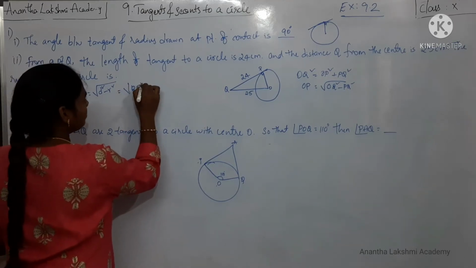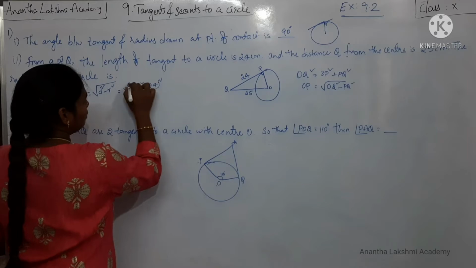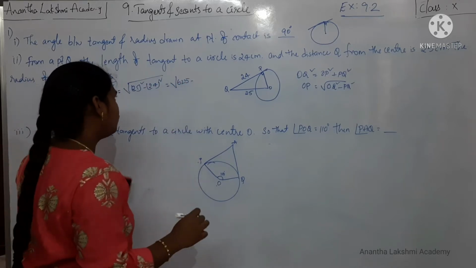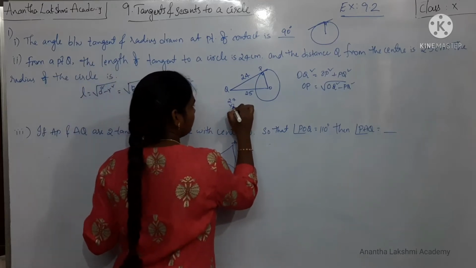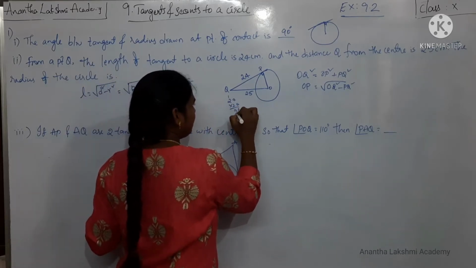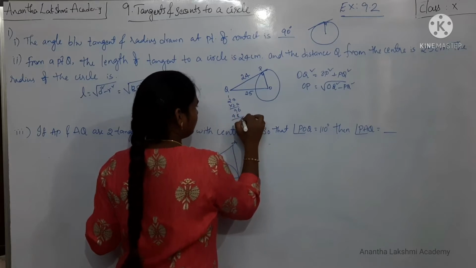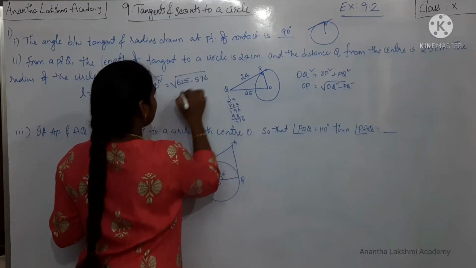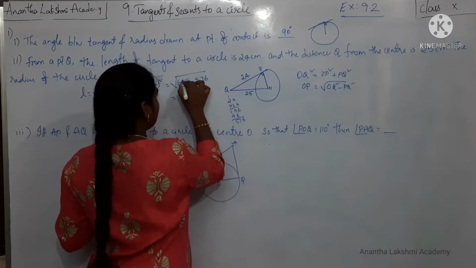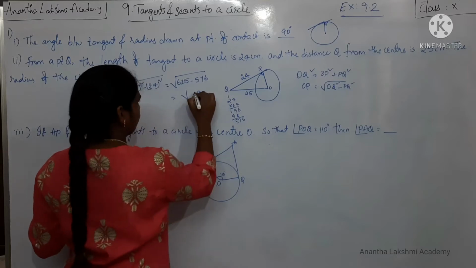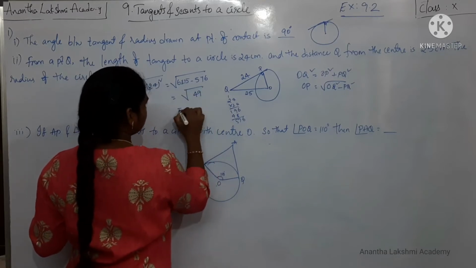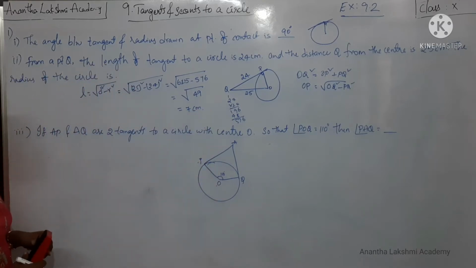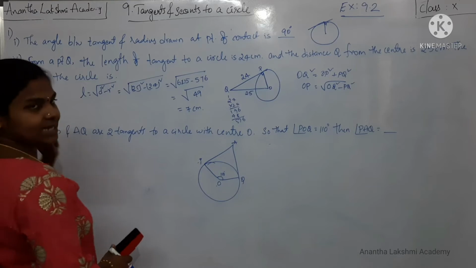Under root of 25 square minus 24 square. 25 square is 625. 24 square is, okay, let me do it here, 576, that is. So 15 minus 6 is 9, 11 minus 7 is 4. So this is going to be 7 centimeters. Alright, that is nothing but the second bit.